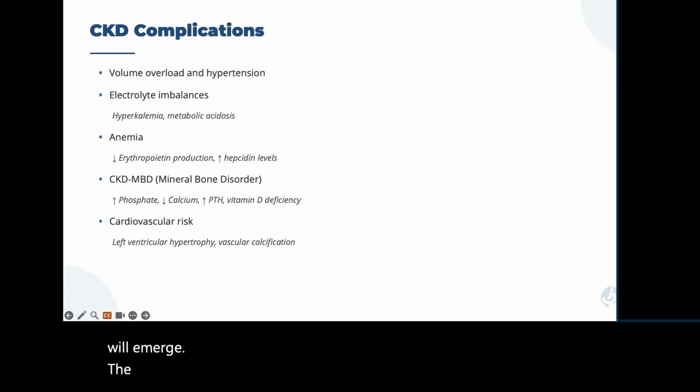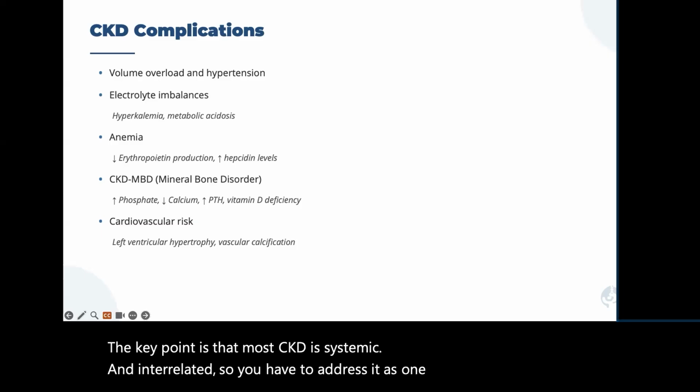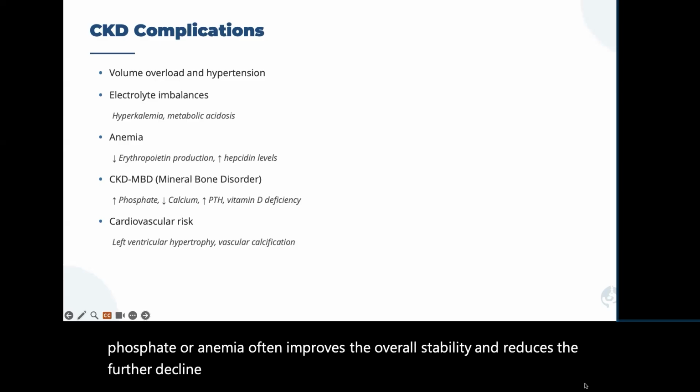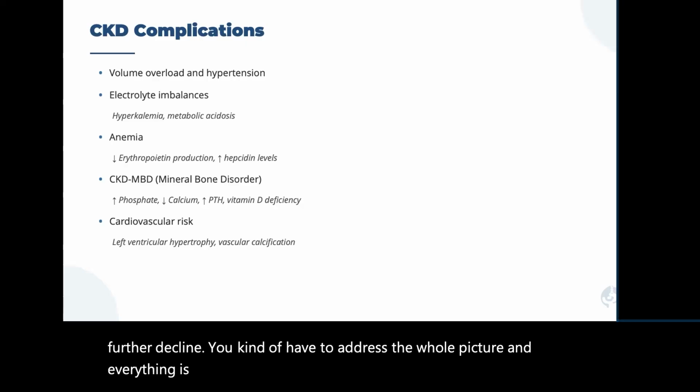The key point is that most CKD is systemic and interrelated. So you have to address it as one phenomenon. Addressing something like phosphate or anemia often improves the overall stability and reduces the further decline. You kind of have to address the whole picture. And everything is very meaningful in this population.